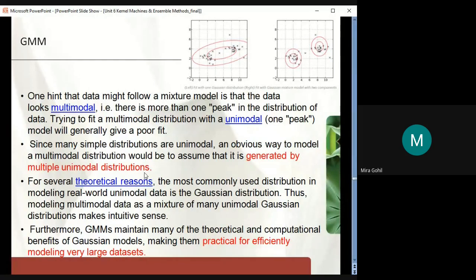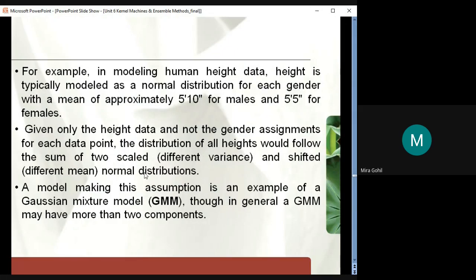Clear? So why do we generally use the Gaussian distribution here? Because it is mathematically beneficial, and you also get a benefit for computation, since the Gaussian has specific characteristics through which you get high efficiency for very large data. That is the characteristic Gaussian has, and that's why we use it in soft computing, soft clustering. Like we talked about coins for soft clustering, another example we can give is modeling human height data. Height is typically modeled as a normal distribution, as we discussed earlier, with a mean of approximately 5 feet 10 for male and 5 feet 5 for female. So this is the mean value for each gender.